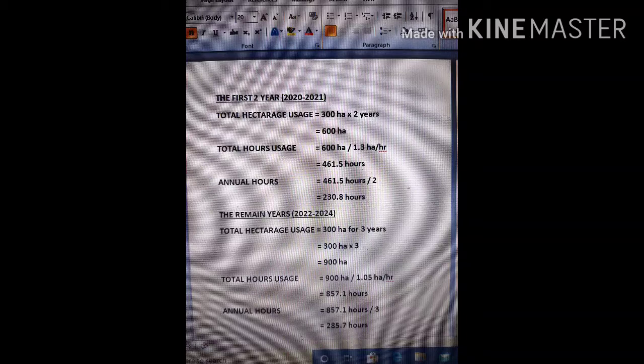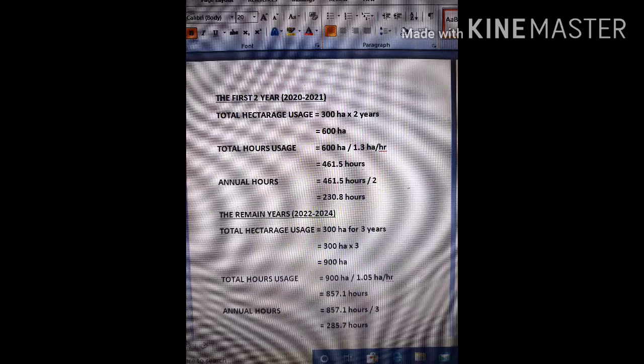And for the remaining years, 2022 to 2024, to calculate the hectare usage is 300 hectare for 3 years. So you times 300 by 3, and you get 900 hectare. For total hour usage, 900 hectare divided by 1.05 hour per hectare, and you get 857.1 hour. To calculate annual hour, 857.1 hour divided by 3, and you get 285.7 hour.